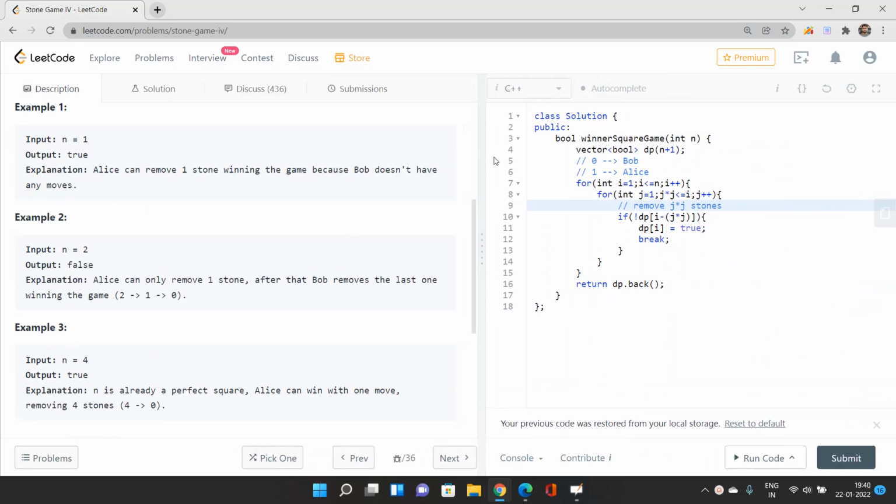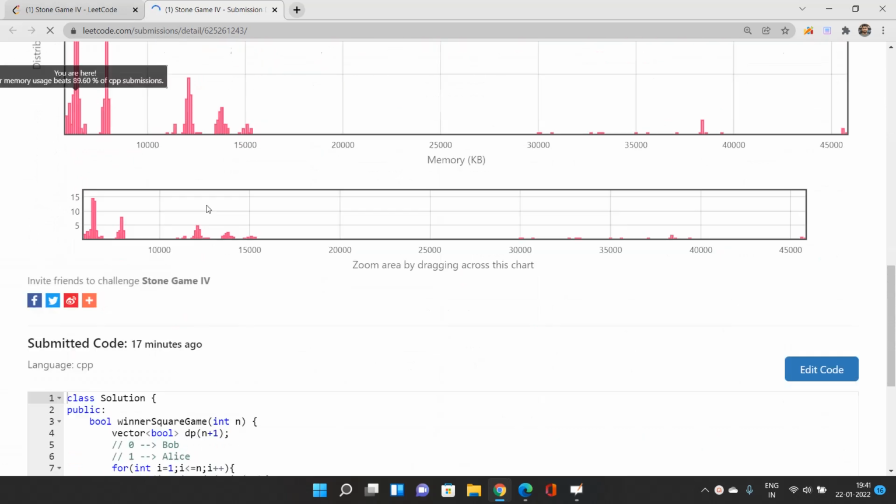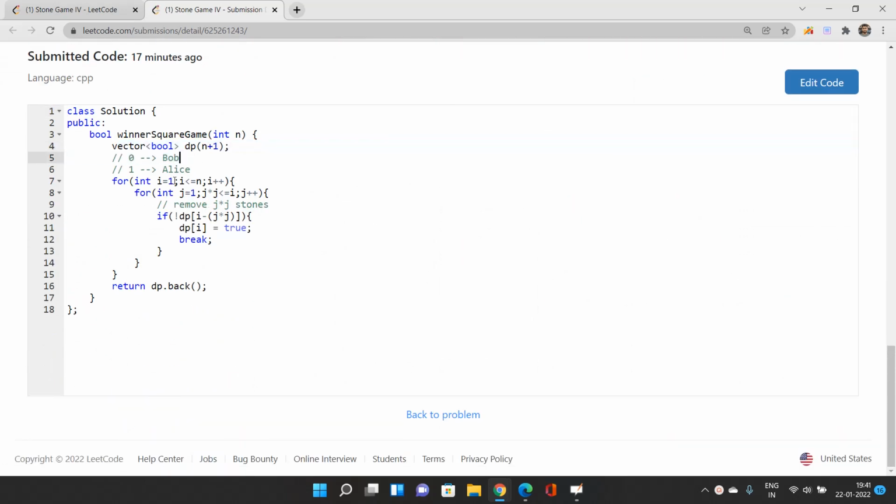So let's look over the code and try to understand how we are going to frame the steps. We'll have a linear DP array, where 0 will denote Bob will win and 1 will denote Alice will win. I will start with position 1. I will try to pick every perfect square number less than or equal to i. I will try to remove that amount of stones. If I'm talking about the current level, which is n equal to i, then for the next level, if we choose j times j stones, the next level would be i minus j times j.